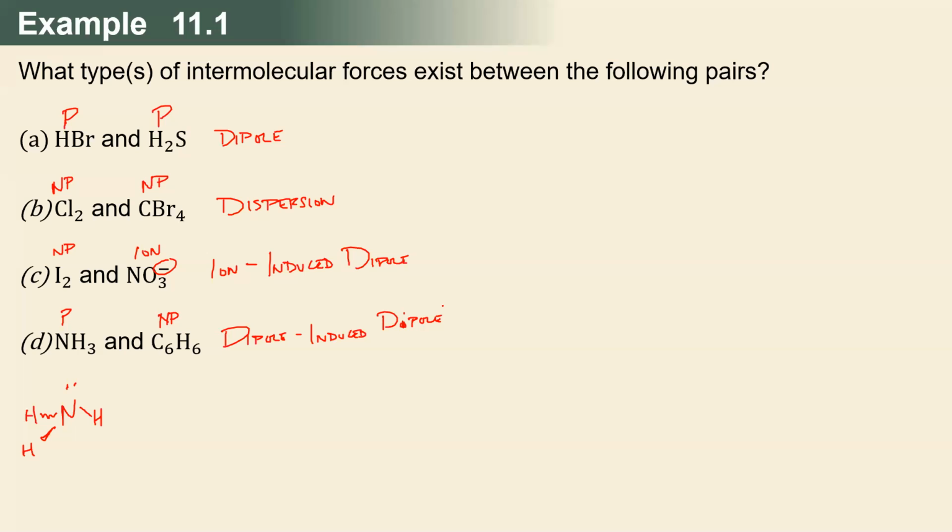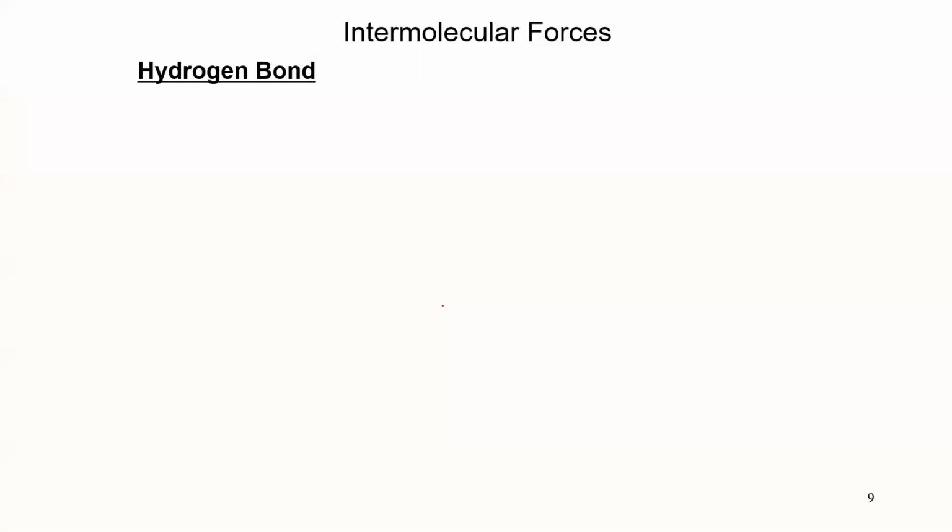A more specific case of intermolecular force is the hydrogen bond. When we think about hydrogen bonds, of course, it's going to involve hydrogen. But this is a special type of dipole-dipole interaction because we are still talking about the difference in electronegativity. We're just talking about it in terms of hydrogen. And so this is a special dipole-dipole interaction.